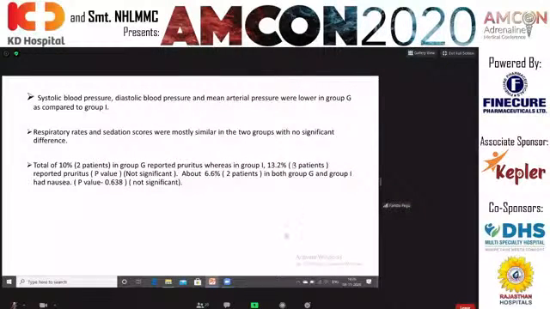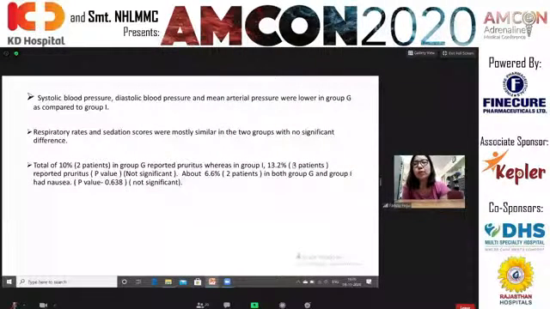Next slide, please. Systolic BP, diastolic BP, and mean arterial pressure were lower in Group Z as compared to Group I. Respiratory rates and sedation scores were mostly similar in the two groups with no significant difference. A total of 10% in Group Z reported pruritus, whereas in Group I 13.2% reported pruritus. About 6.6% in both Group Z and Group I had nausea. Next slide.